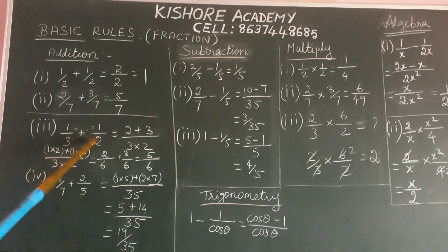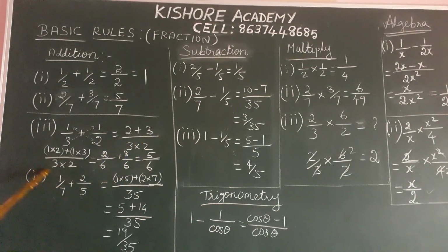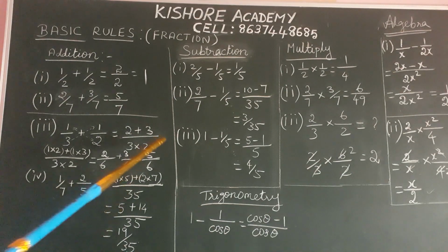So here the denominator values are different. So multiply all the denominator values. So 3 into 2 is equal to 6. Now cross multiply these values. 1 is multiplied with 2. Here this 1 is multiplied with 3. 1 is multiplied with 2 and 1 is multiplied with 3. So 3 into 2 is equal to 6. 1 into 2, 2. 1 into 3, 3. Then 2 plus 3 is equal to 5 by 6. So here the value is 5 by 6.